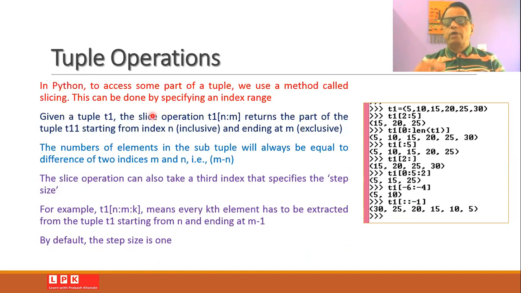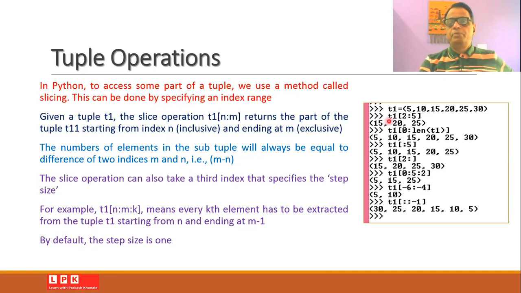It is possible to access a part of the tuple, and whenever you want to do so, you can use the operation called slicing. This operation is performed by specifying an index range. Suppose you have a tuple T1, then we can perform the slice operation T1 n to m, which will return the part of the tuple starting from the index n and ending at m, where n is inclusive and m is exclusive.